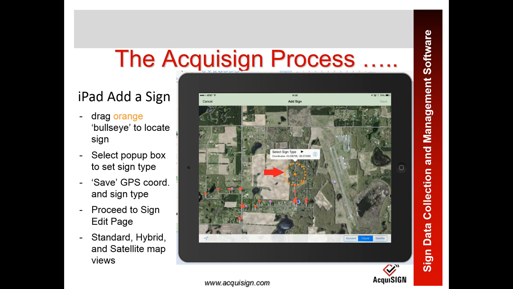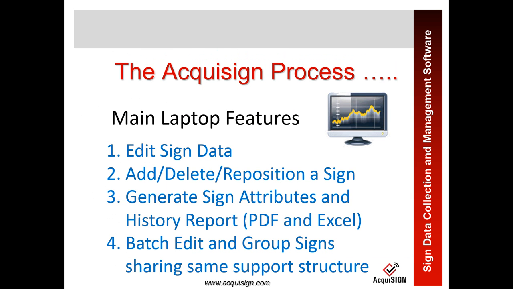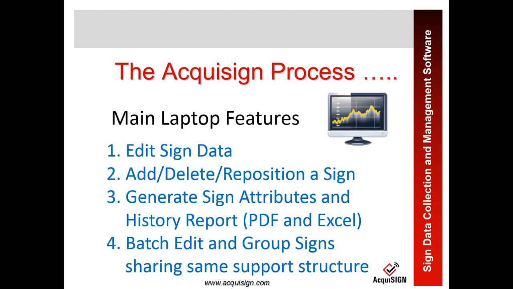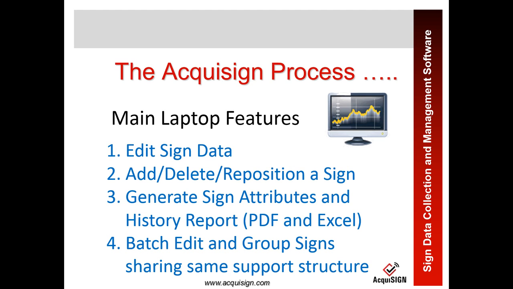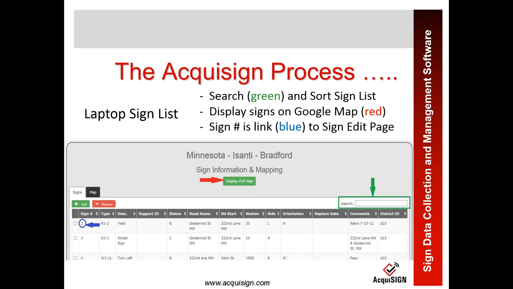Some of the main features using the laptop version of the AcquiSIGN include editing of sign attributes, the ability to add, delete, or reposition a sign, generate reports including a history report of each sign, and the ability to batch edit certain sign attributes and group or stack sign panels that are on the same support structure. The main screen displays a list of signs that can be sorted and searched.